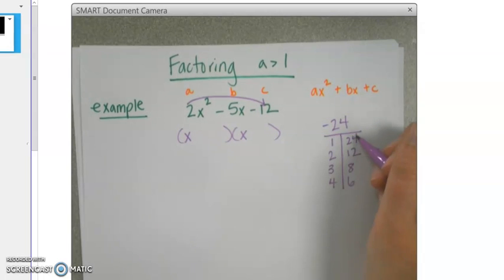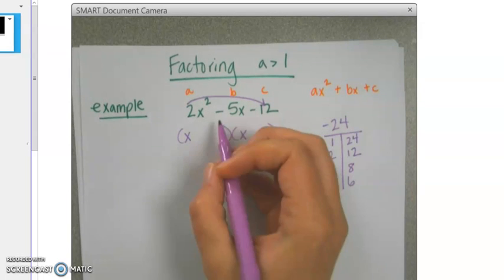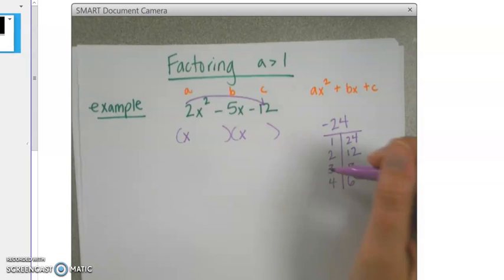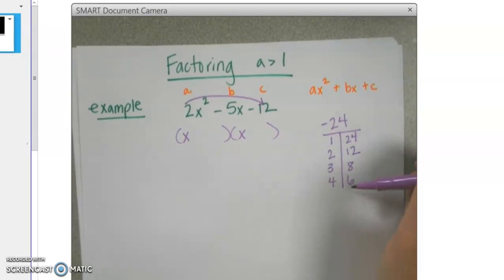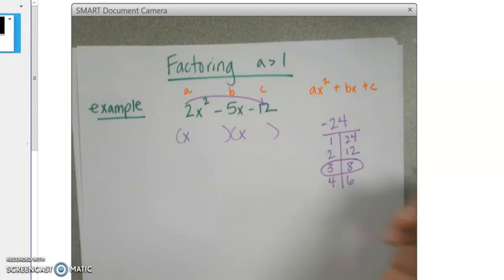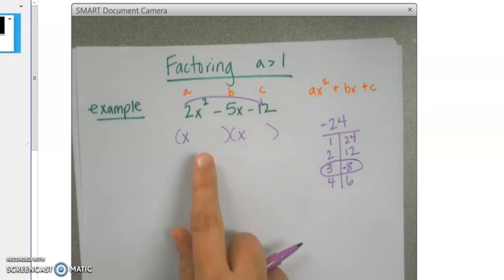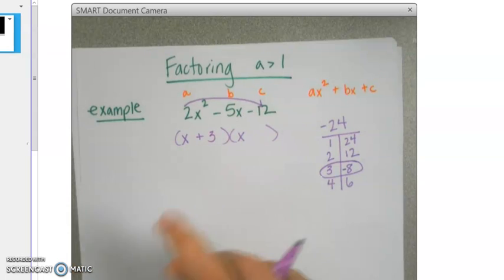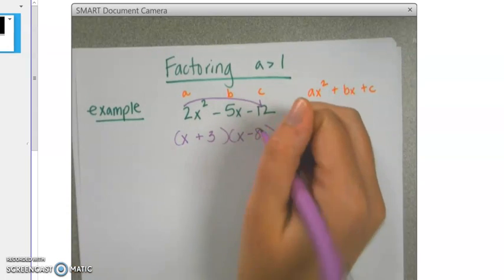So factors of 24, I have 1 and 24, 2 and 12, 3 and 8, 4 and 6. Just like before, I'm going to decide which of these together is going to make negative 5. Be careful, it's a negative 24, which means one of the numbers in the pair has to be negative. So looking at my choices here, the only one that could possibly make 5 is 8 and 3. And I need it to be a negative 5, so that would be positive 3 and negative 8. Which means my factors are x plus 3 and x minus 8.